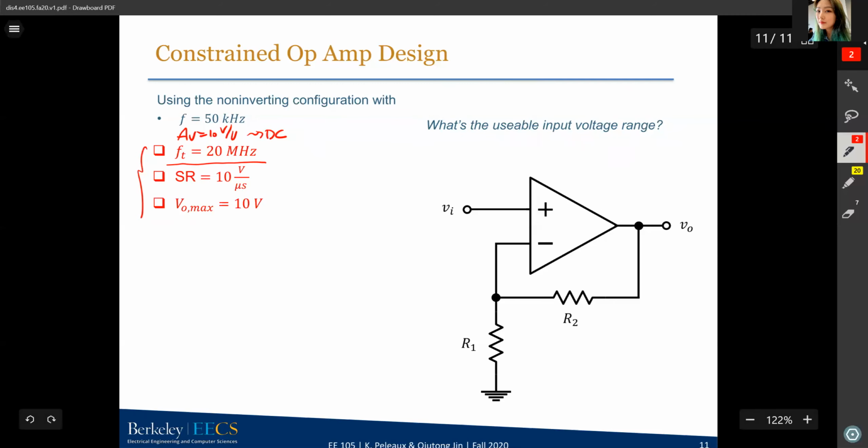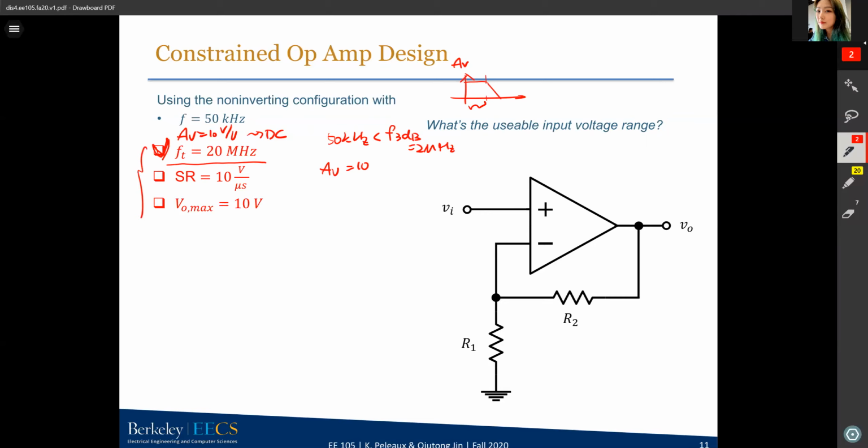So right now we have 3 constraints. First, fT is 20 megahertz. Our input frequency is 50 kHz. This is less than f3dB, which is 2 megahertz. So the actual gain of your circuit is 10. It's within the constant gain range, so your gain is always 10. This is satisfied. It's within the range.